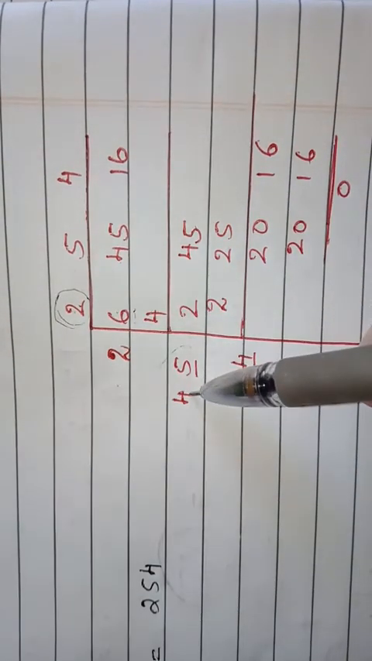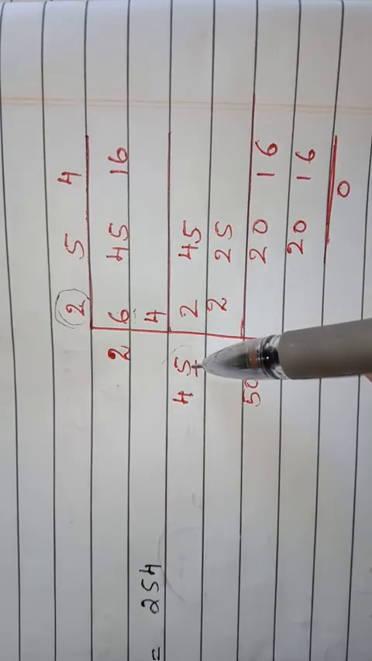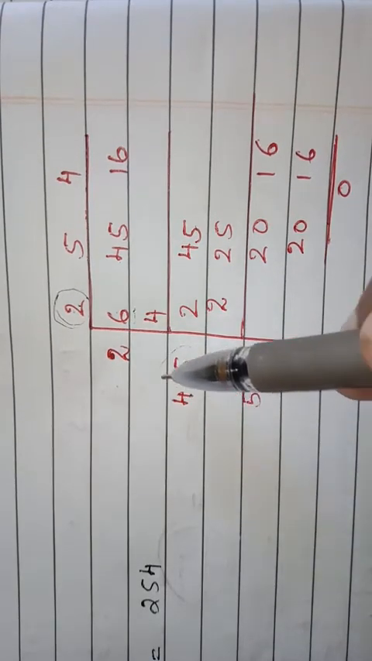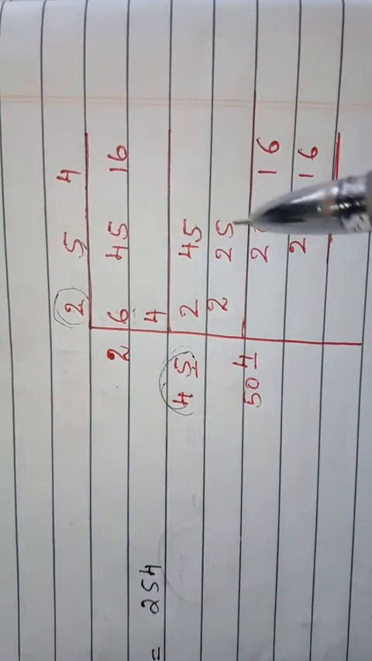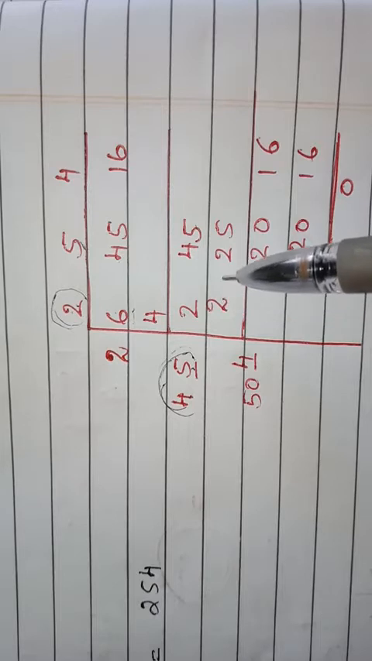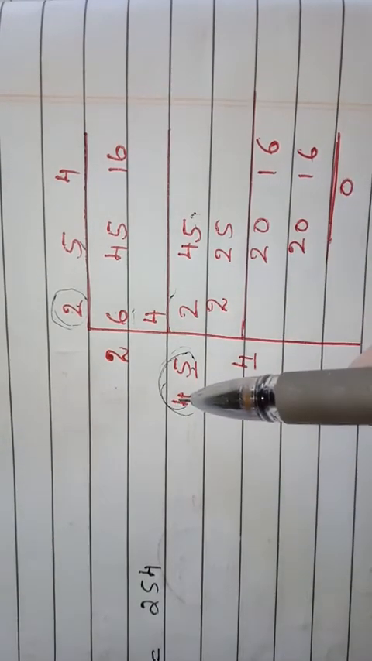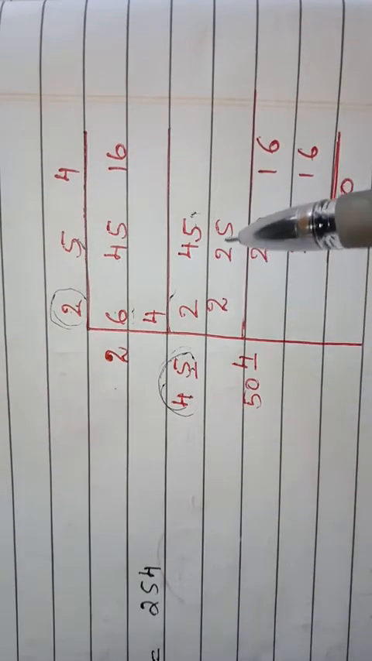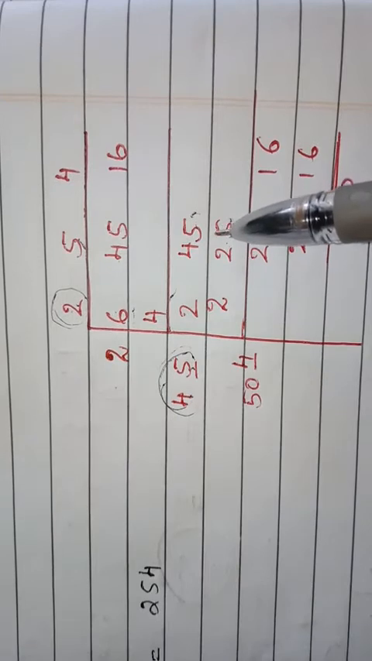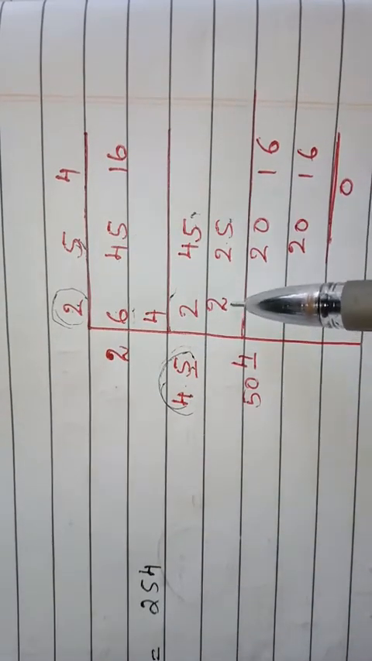So write 4. Then find a suitable number which comes here, so that this whole number multiplied by this number gives a possible number out of 245. We can see that 45 multiplied by 5 is 225. So we can write 5 here, then 45 multiplied by 5, we will get 225.